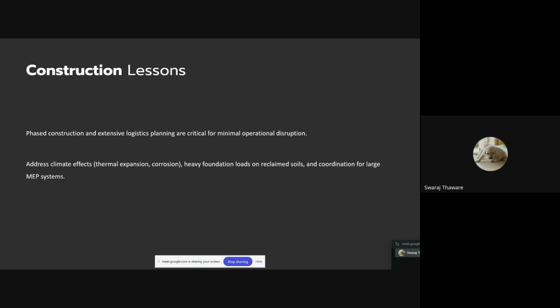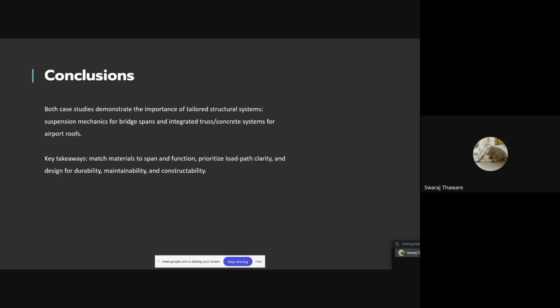Phased construction and extensive logistics planning are critical for minimal operational disruption, and to address climatic effects, which are thermal expansion, corrosion, heavy foundation loads on reclaimed soils, and construction for large MEP systems. The conclusion of this PPT is that both case studies demonstrate the importance of tailored structural systems, suspension mechanics for bridge spans, and integrated truss and concrete systems for airport roofs. Key takeaways are to match materials to span and function, prioritize load path clarity, and design for durability, maintainability, and constructability.